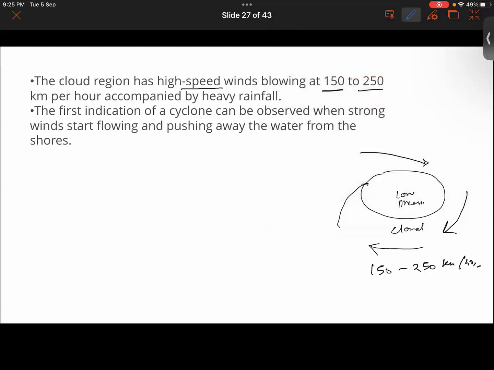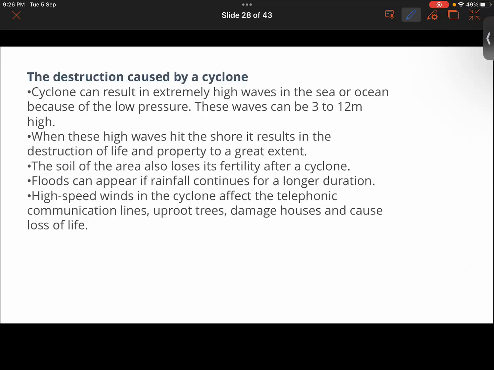Sir, how do you indicate that there's a possibility of development of a cyclone? The indication of a cyclone can be observed when strong winds start flowing and pushing away the water from the shores. The cyclone carries a huge amount of energy and it can be very destructive in nature.